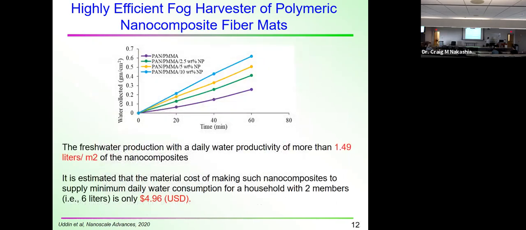Then I use this for fog harvesting, and I measured its fog harvesting performance. One square meter of that surface, if you keep it outside on your roof, with humidity around 68 to 70%, can collect 1.49 liters of water overnight. And the material cost for this surface, if you want to get 6 liters of water a day, is only $4.96. This is the material cost.